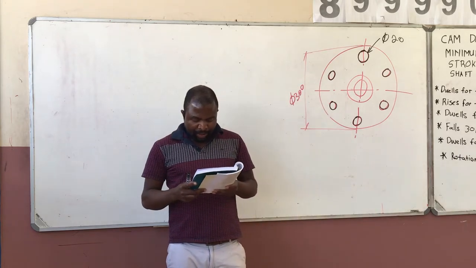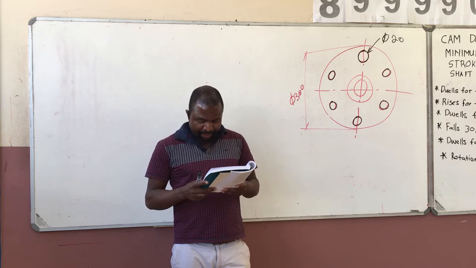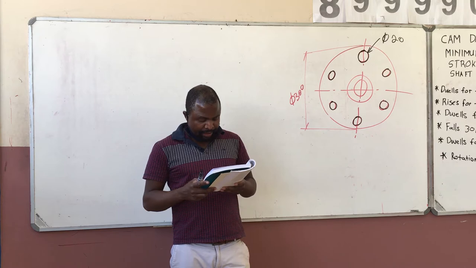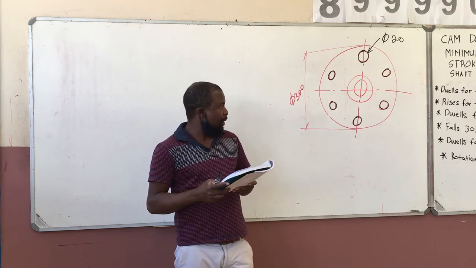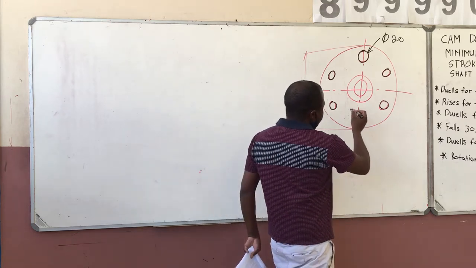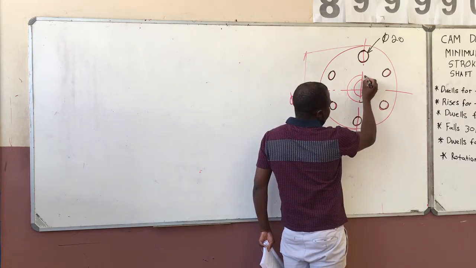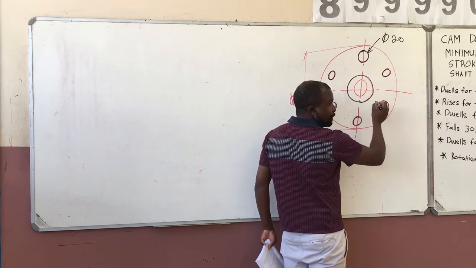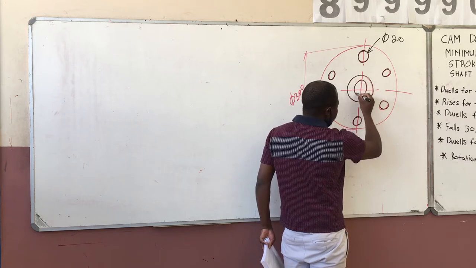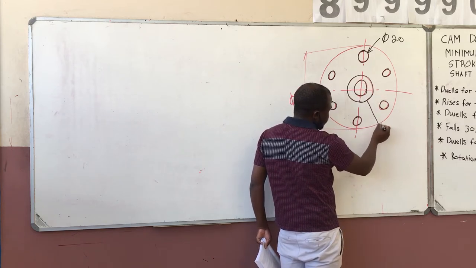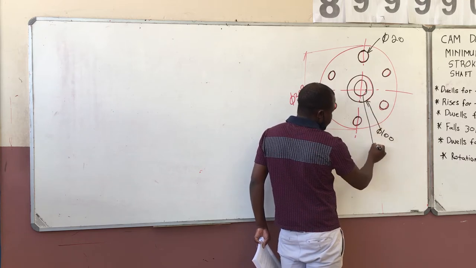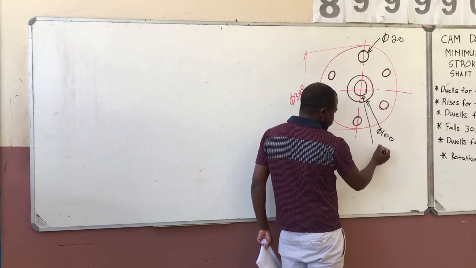The outside diameter of the pipe is 100 millimeter and the inside diameter is 80 millimeter. This is the pipe, isn't it? They said the pipe is in the middle, and this is the middle. So this is the pipe. What they are telling us is that this diameter here is 100, and that diameter is 80.